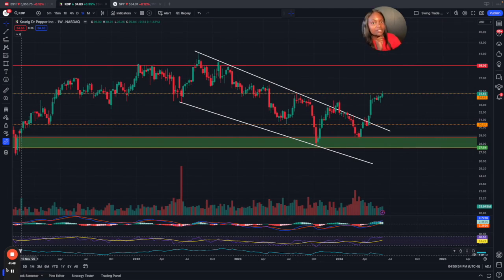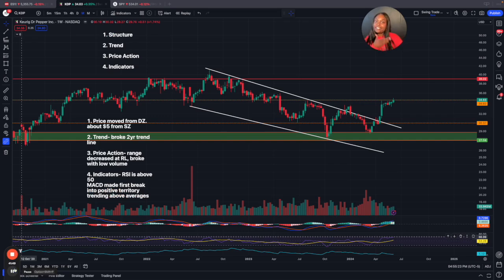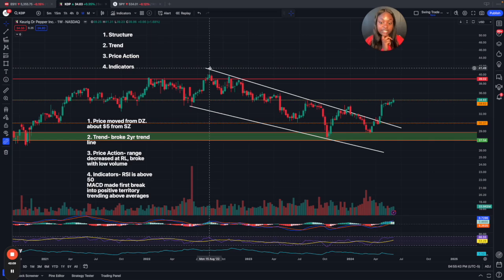Let us analyze the 4. All right, so we already know our 4 steps: structure, trend, price action, indicators. I already wrote them out for you, but let's go through it. Structure is telling me that price moved from the demand zone, and it's about $5 away from our supply zone, around $39. It broke a 2-year resistance trend line because this resistance came from August 2022.